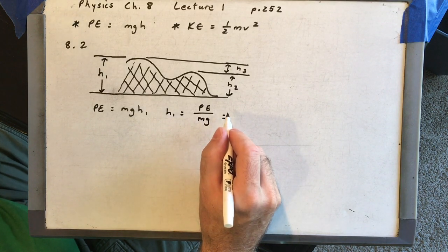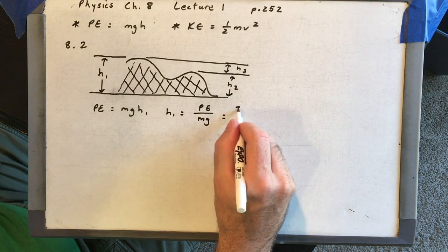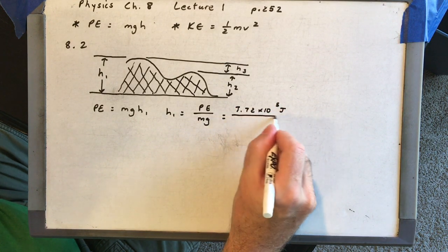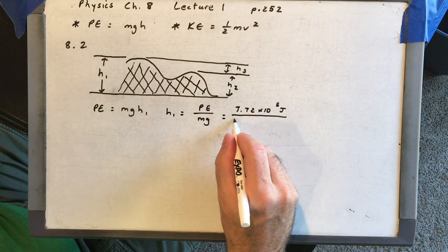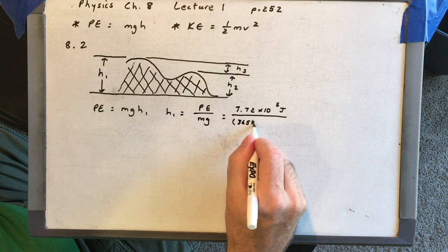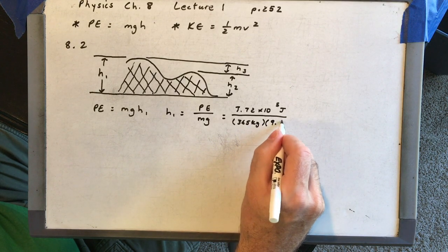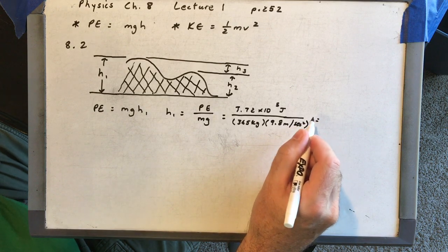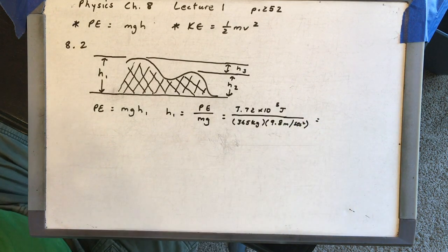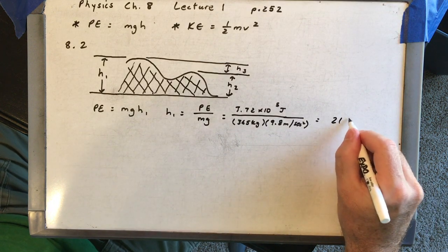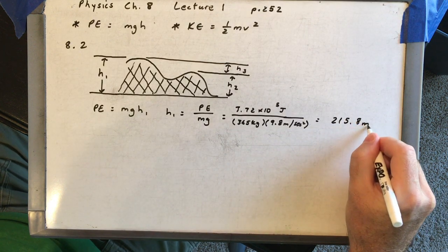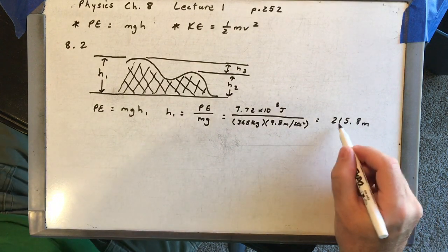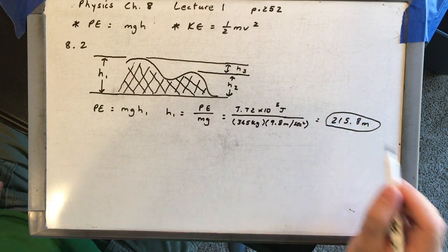So that'd be 7.72 times 10 to the 5th. The mass of the car is 365 kilograms. And then, of course, 9.8. So the height of Hill 1 is 215.8 meters. All right, that's not all it's asking. Well, that gives you Hill 1. Okay, so that's H1. That's one of the answers.